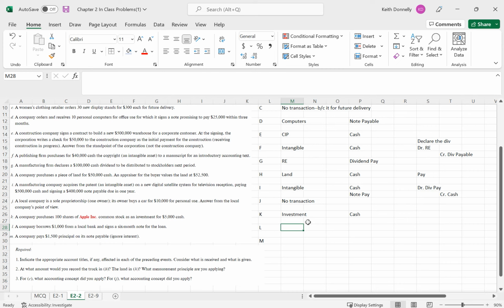L here, company borrows $1,000 from a bank and signs a note. So what did we receive? Cash. What's the other account? We have a note payable.